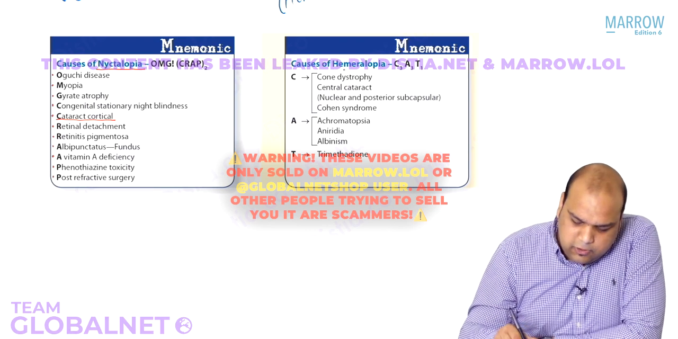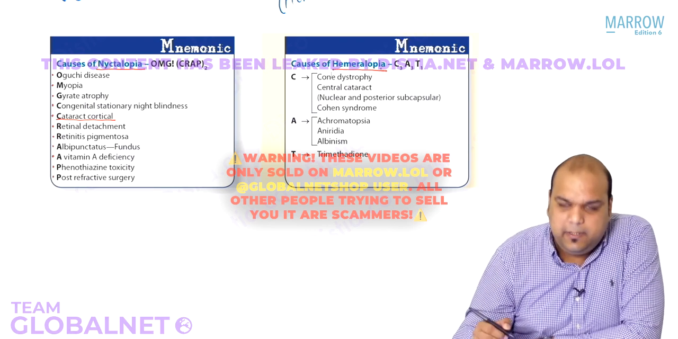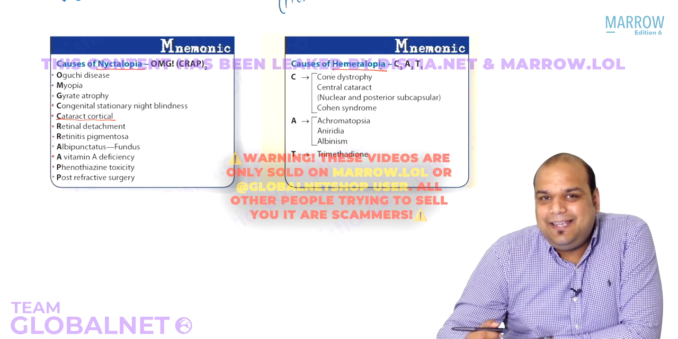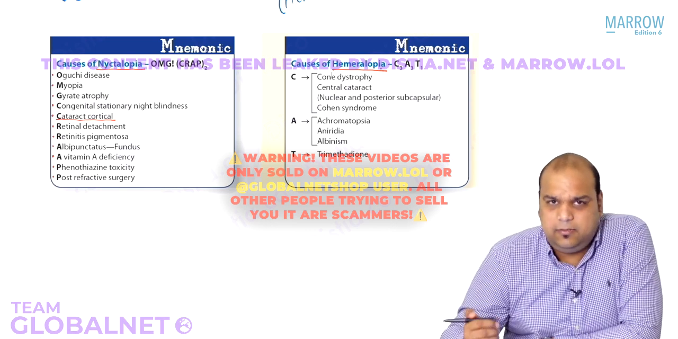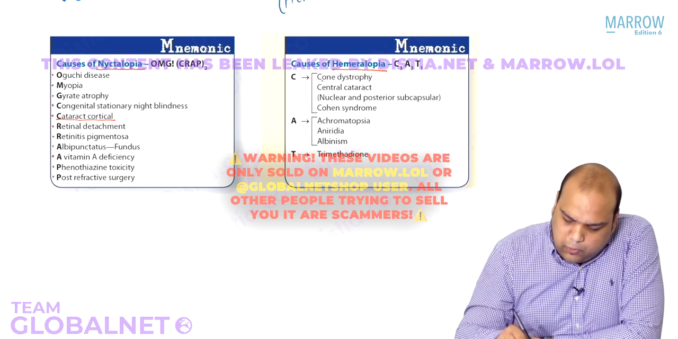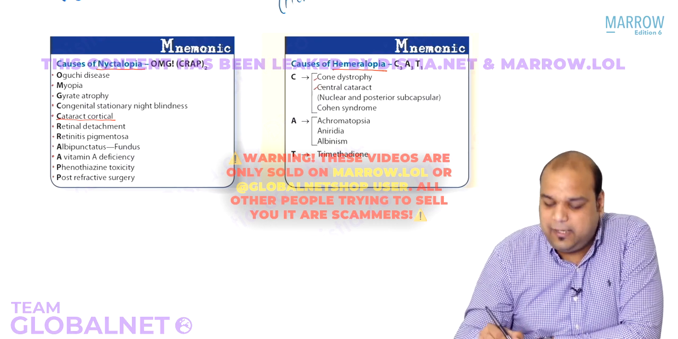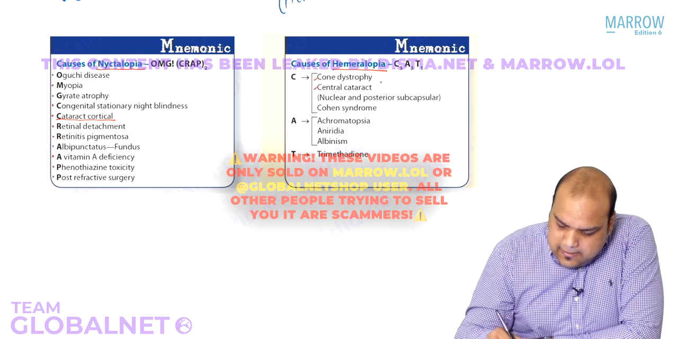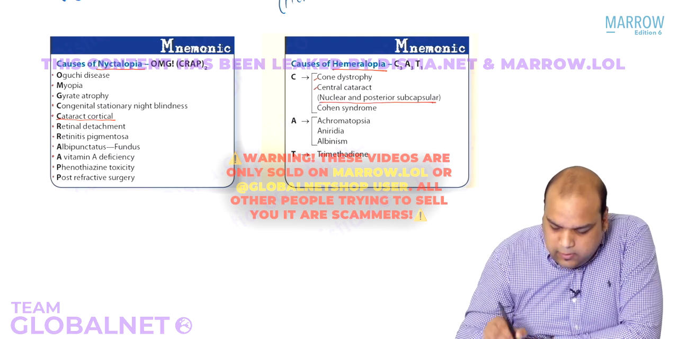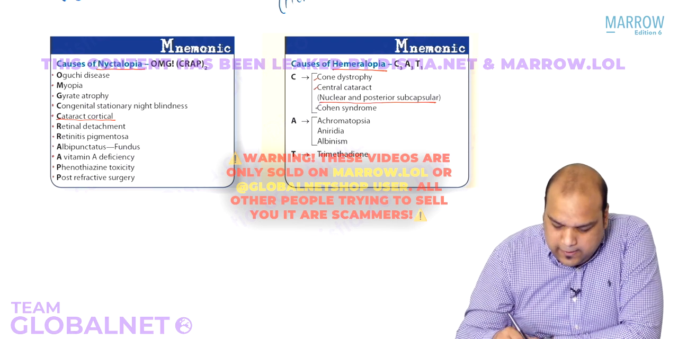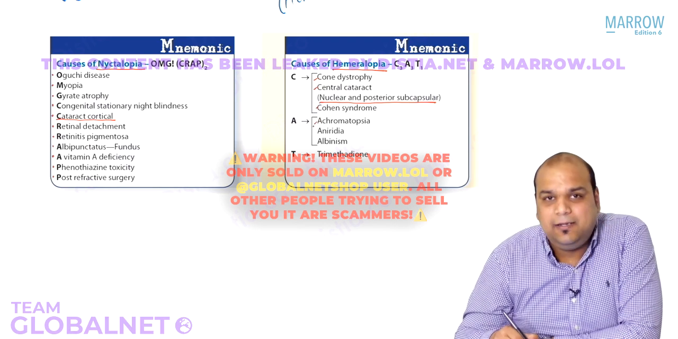Now, let's focus on the causes of hemeralopia or day blindness, everybody. The mnemonic is CAT, C3A3T1. That is only a single T. C for cone dystrophy, very easy. C for central cataract like a nuclear cataract or a PSC. As is written here, nuclear cataract or PSC. Then Cohen syndrome. A for achromatopsia.